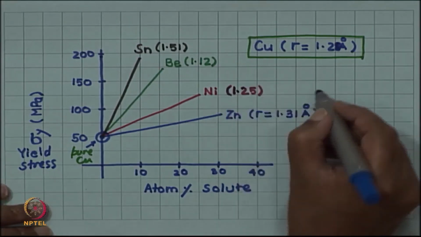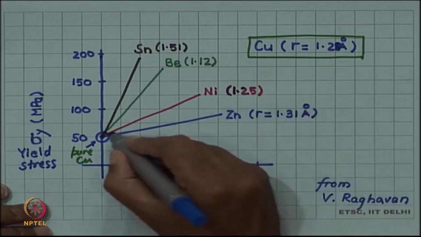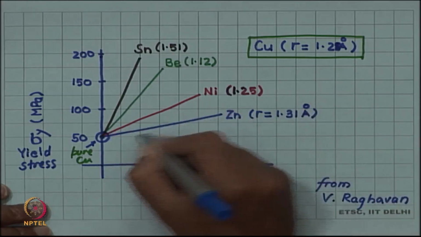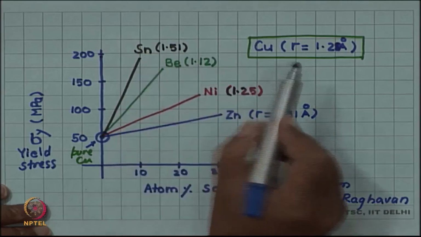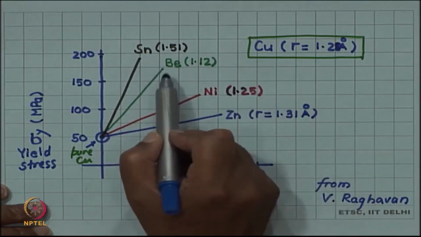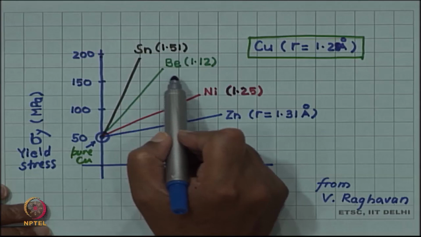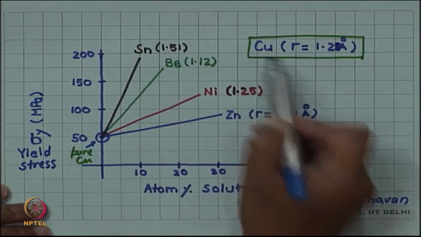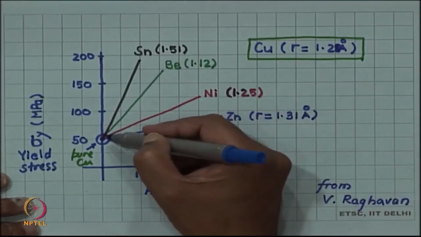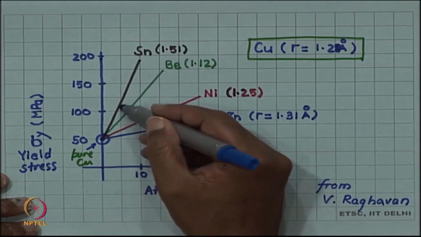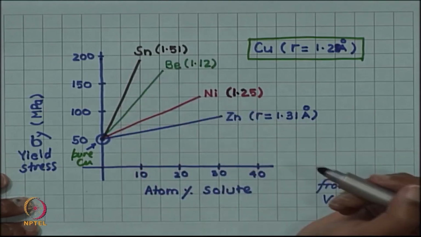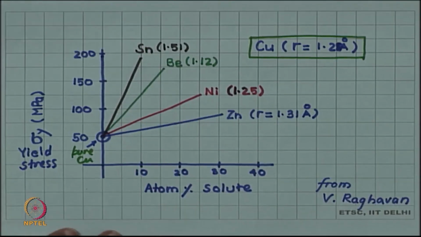However, if the radius difference is small, the effect is small and the slope is small, whereas if the radius difference is large, as in the case of tin and beryllium, where the difference from the base element copper is more, then for a small amount of solute the hardening is much more. So you can see how solid solution hardening depends both on the size difference as well as the amount of solute.